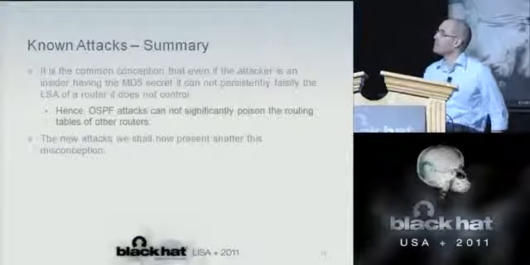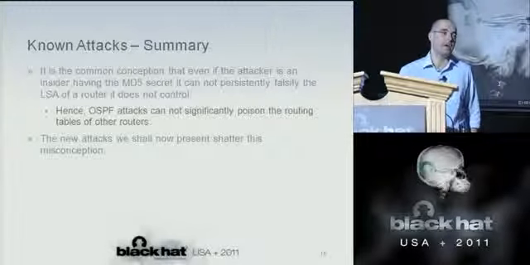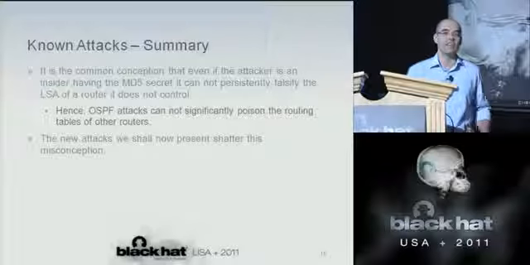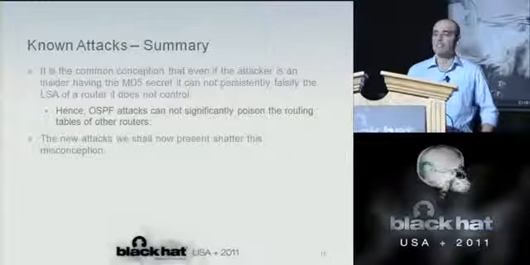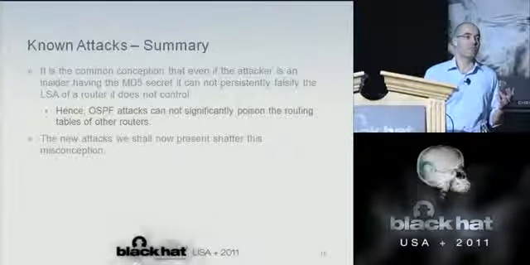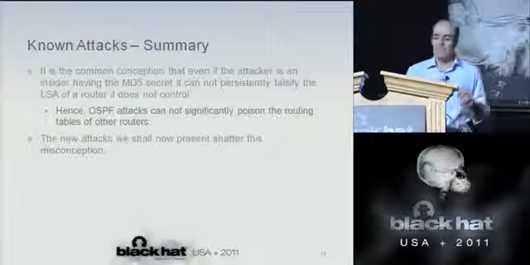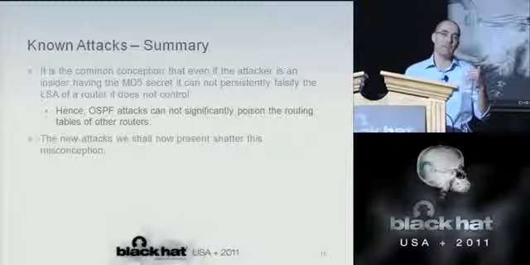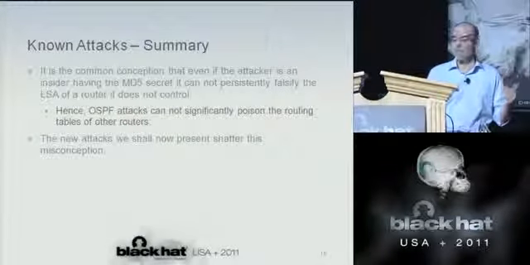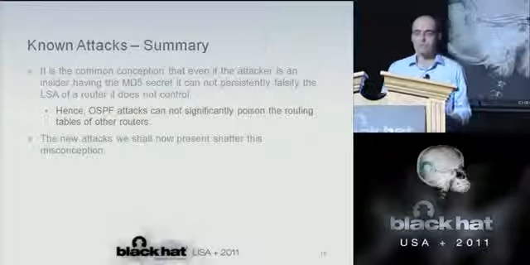So in summary of the known attacks, it is the common conception today that even if the attacker is inside the autonomous system, and let's say that he knows each and every shared secret in the autonomous system, he can't really influence the routing tables of other routers. He can't really influence or falsify the LSA of other routers in a persistent way. He can do a lot of bad things. He can induce instability in the autonomous system, but he can't really cause damage in a persistent way. The new attacks you're going to hear today actually shatter these conceptions and indeed achieve a persistent effect.